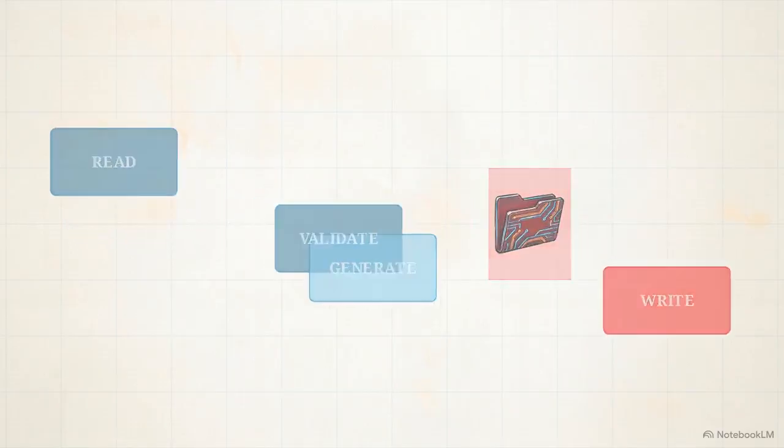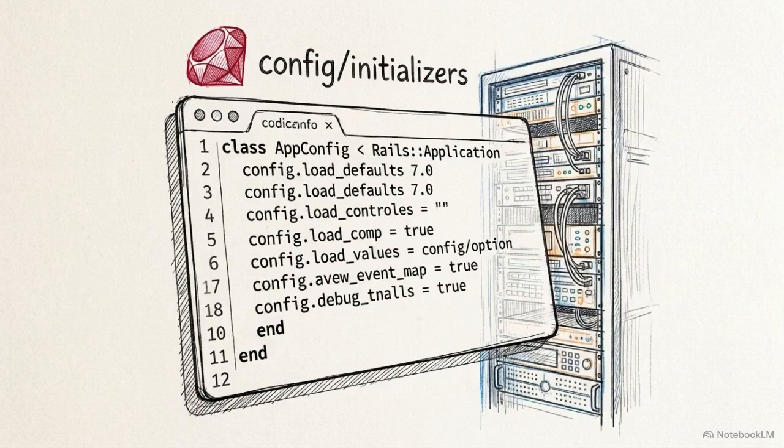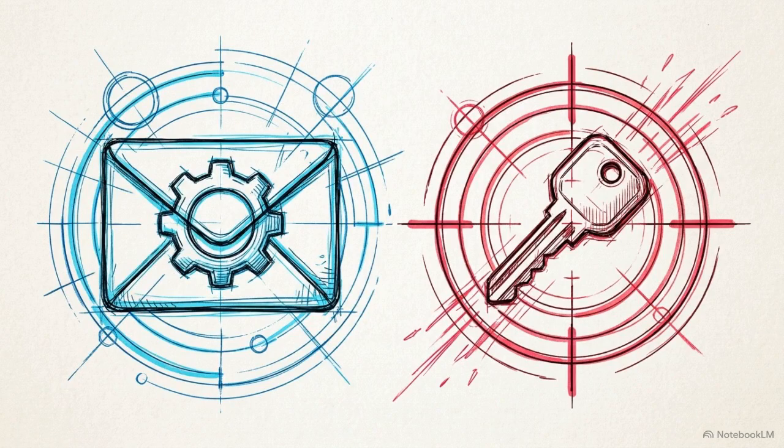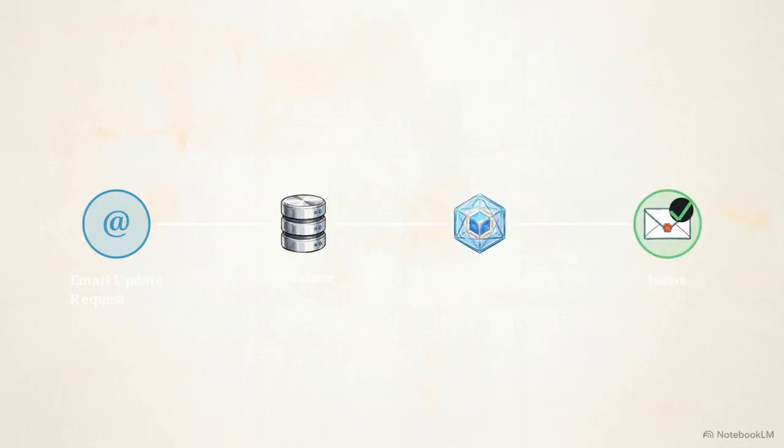To see how these substates are weaponized, we deconstruct the Ruby on Rails framework Devise, used by GitLab. The attacker's objective here is specific: change an account's email address and intercept the system's confirmation token. Normally, an email update triggers a secure sequence. It receives the new email, updates the database, generates a security token, and sends an email to the user.